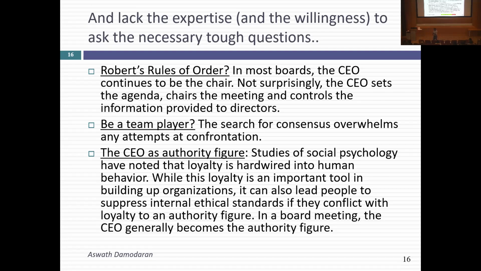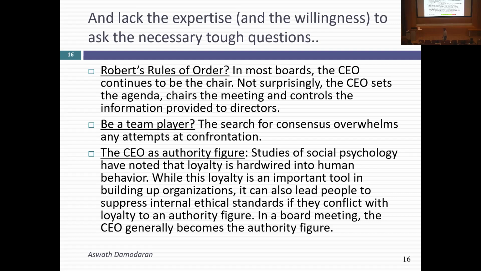First, you have this Robert's Rules of Order, very structured, with the chairman of the board. I'll put that to the side for the moment, kind of laying the agenda. Now, there's this big push to be a team player. Why? Because you want to get to lunch, you want to leave.